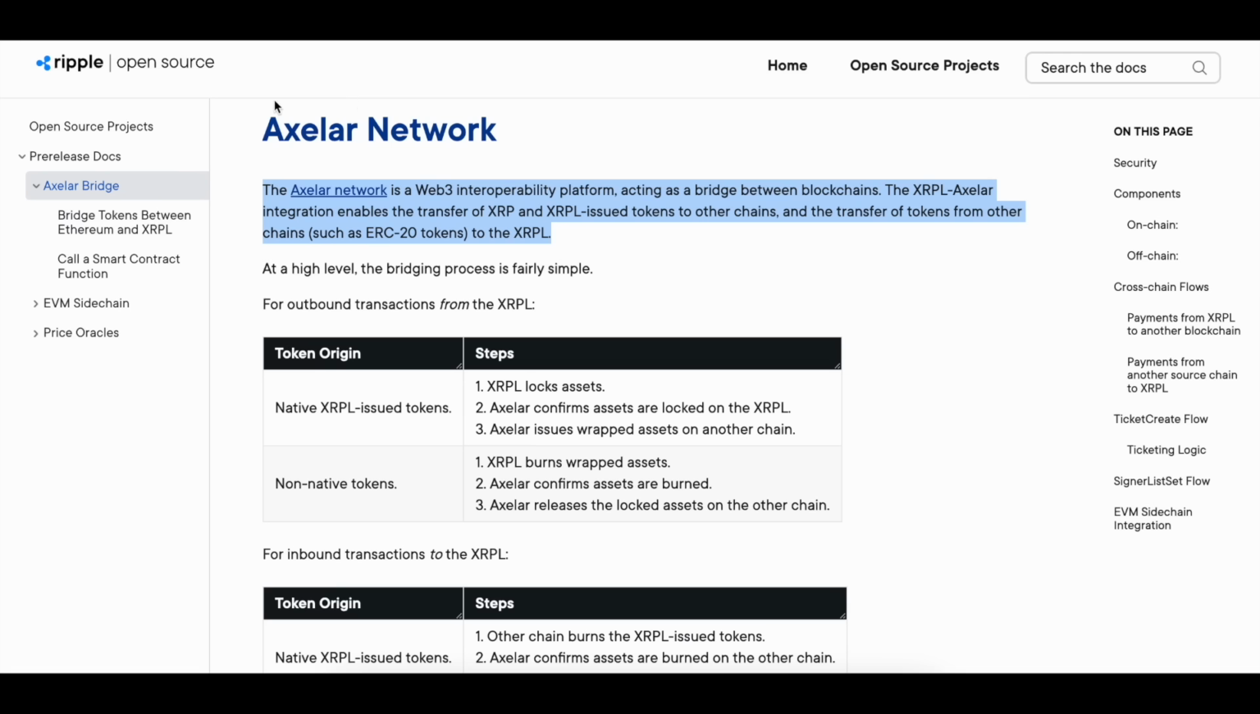But look at this. Ripple's open source website. Remember on the left-hand side, there was a lot more to this. But now they have featured the Axelar network. And if you guys remember the Axelar network, remember Tyrone Lobin from Project Onyx, from JP Morgan.